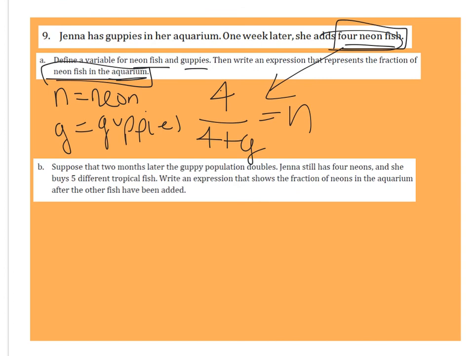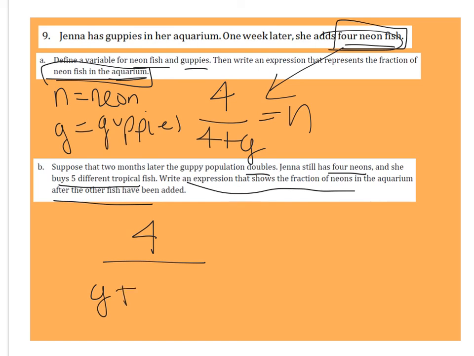Suppose 2 months later the guppy population doubles. Jenna still has 4 neons and she buys 5 tropical fish. Write an expression that shows the fraction of neons in the aquarium after the other fish have been added. Okay, so you have 4 neon fish, and then on the bottom you're going to have all the guppies. You're going to have the 5 tropical fish plus the 4 plus the 4 neon. So that's going to be your expression.